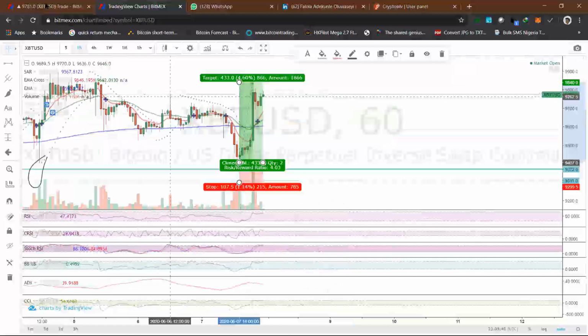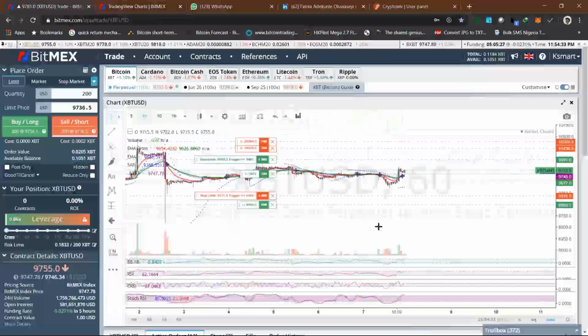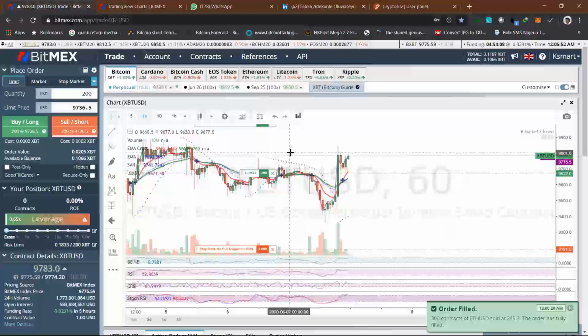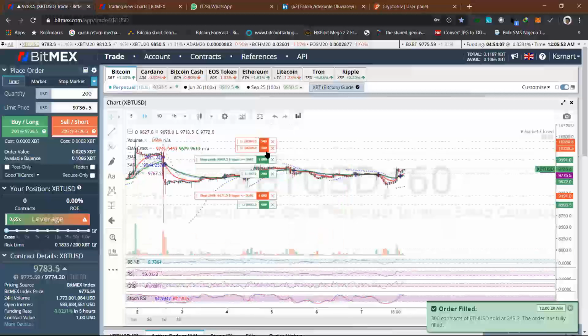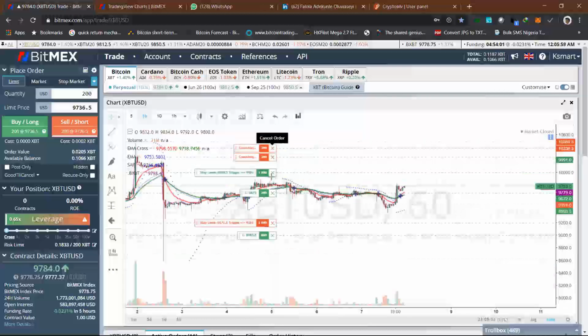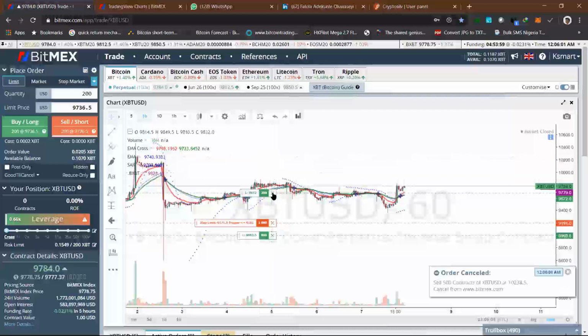So looking at my trade right now, how I place my trade right now is this. Let me cancel all the trades I have opened so you can understand better. I'll have to do them all over again.